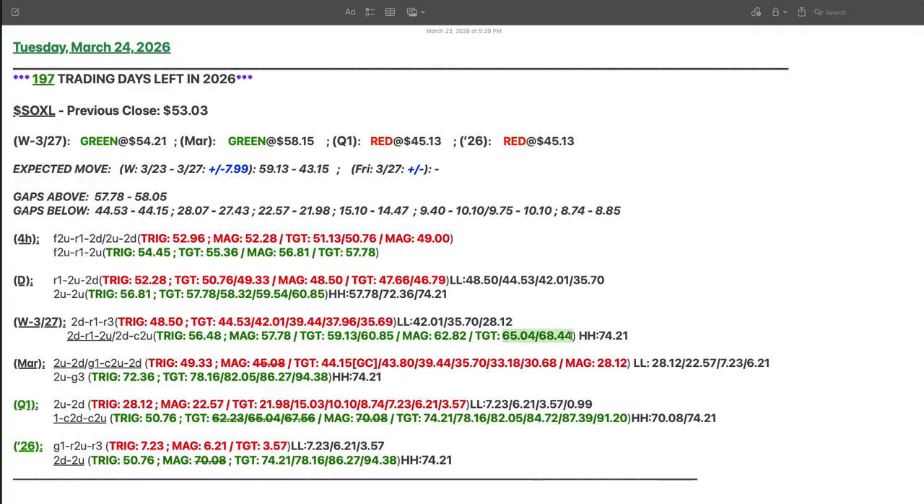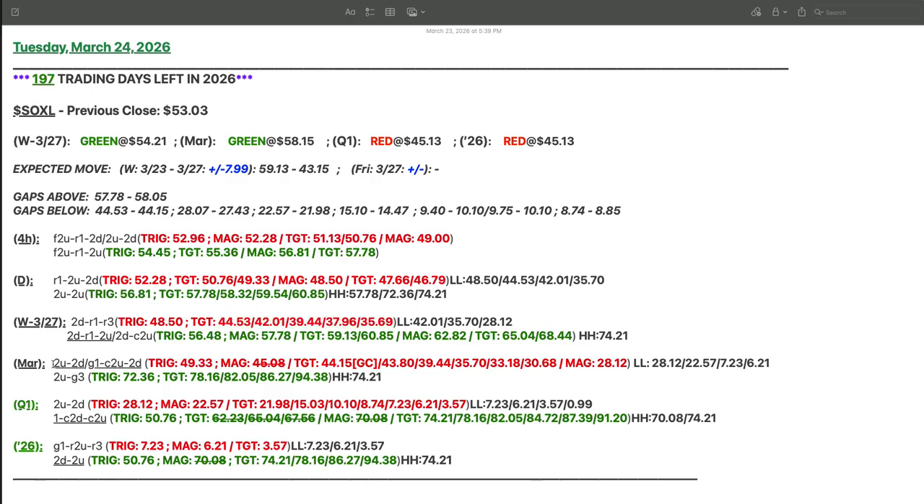or if we get some type of catalyst that sends us there and further, we've got the extended targets, right? If we go red 3 on the week, we've got to get down to 48.50 to trigger that. If we do trigger that, then we're looking at these targets on the downside. Never know what type of catalyst we can get. So with the type of market we've been in, we've got to have those extended targets out there.